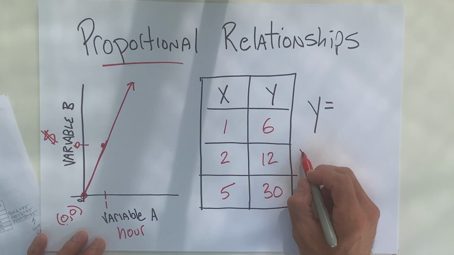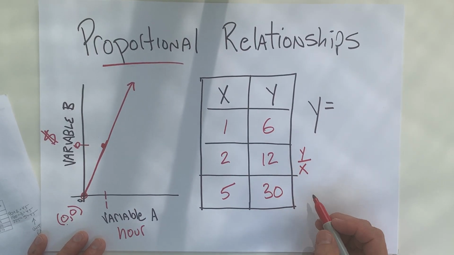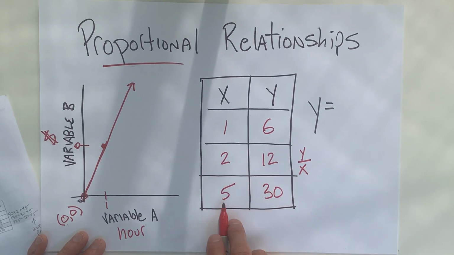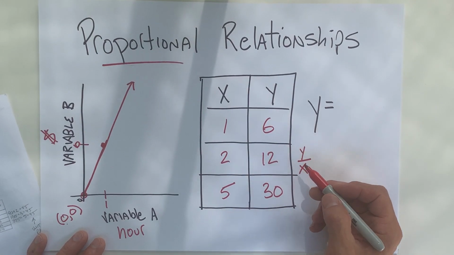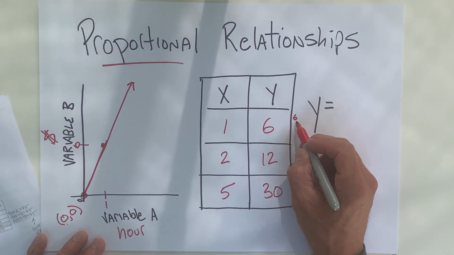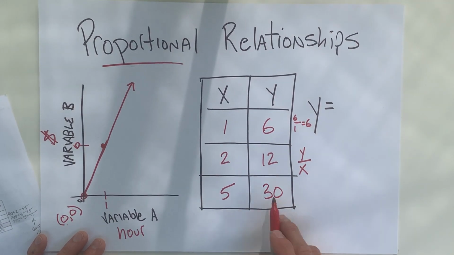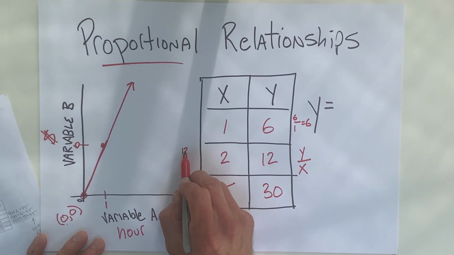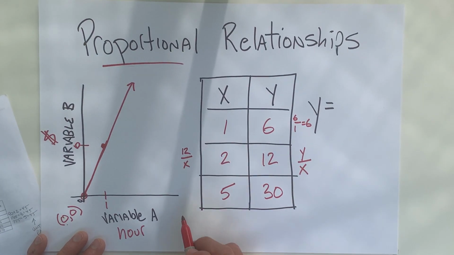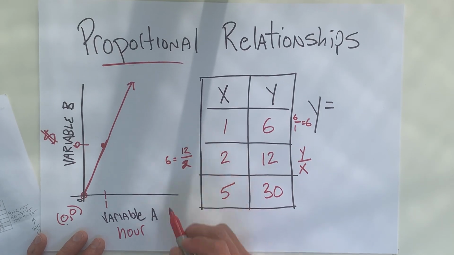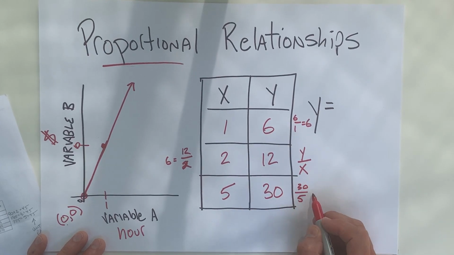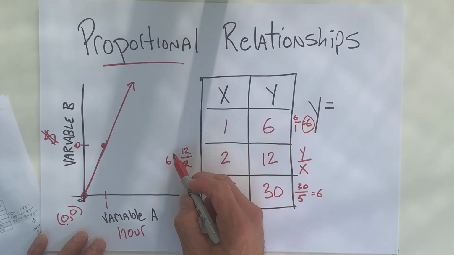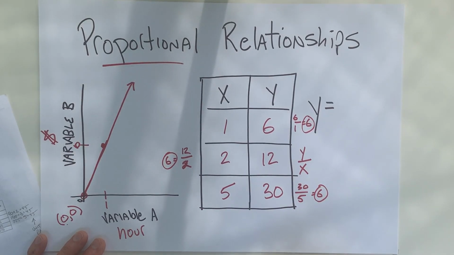You simply divide your y value by your x value for each pair, and it should always be exactly the same thing. Look what that looks like. In the first pair, the y value divided by the x value equals 6. In the second pair, the y value of 12 divided by the x value of 2 equals 6. And in the third pair, our y value of 30 and our x value of 5 divide to be 6. And notice how they're always the same? Because they're always the same, it is proportional. Very, very easy to check.